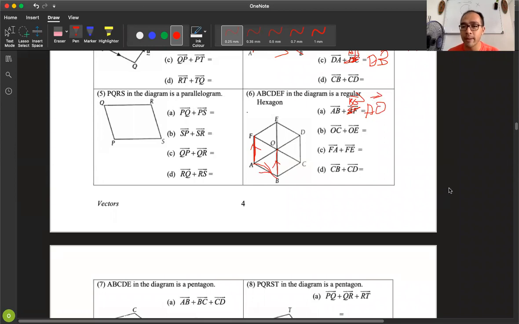It's already bad enough that I'm using the mouse with my right hand. My right hand is cramping already. So AB to BO.